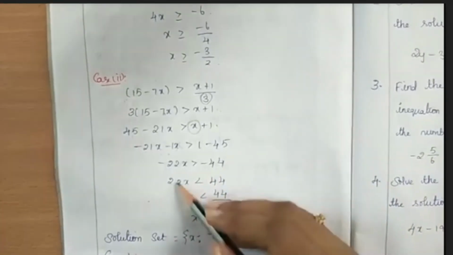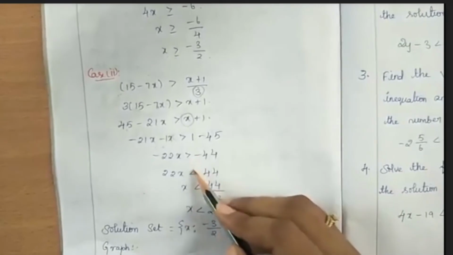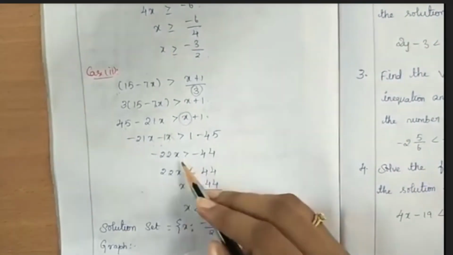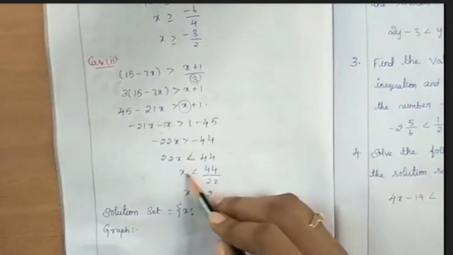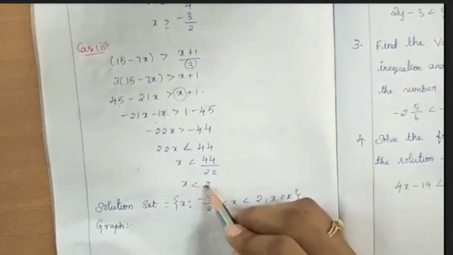Now what you have to do? Here I want to eliminate this negative symbol. So what I have to do? We have to change the inequality sign to lesser than. Okay, now x is less than 44 divided by 22. My answer will be x is less than 2.